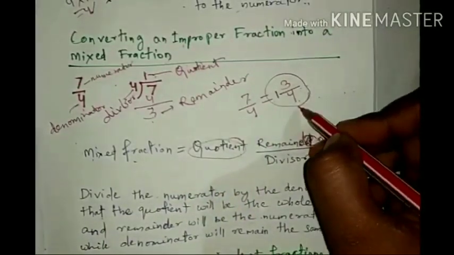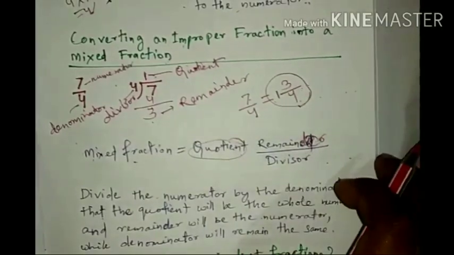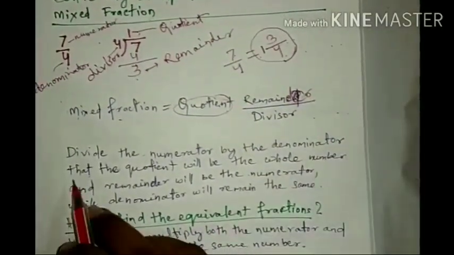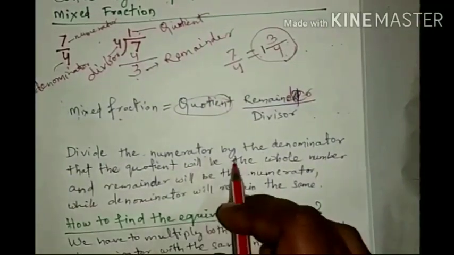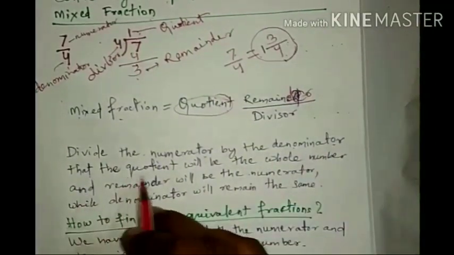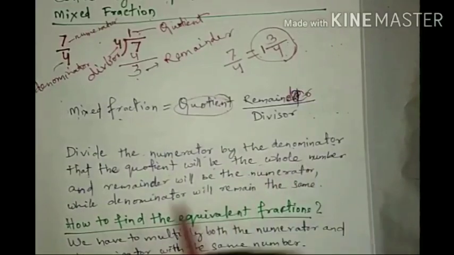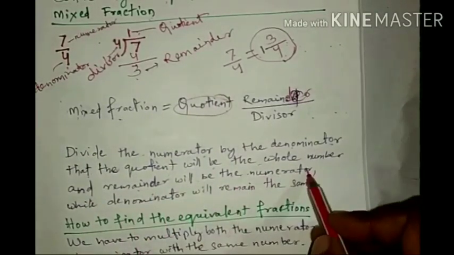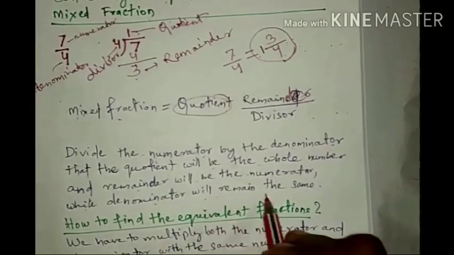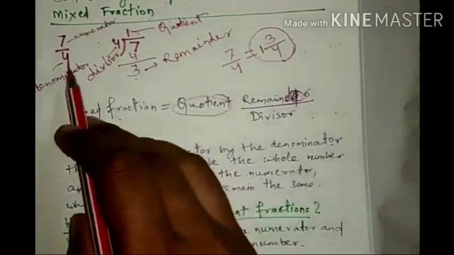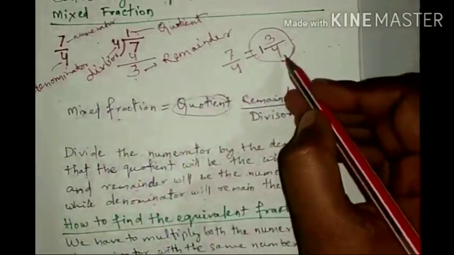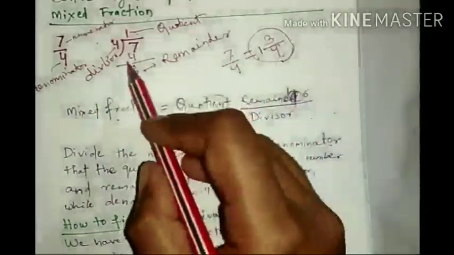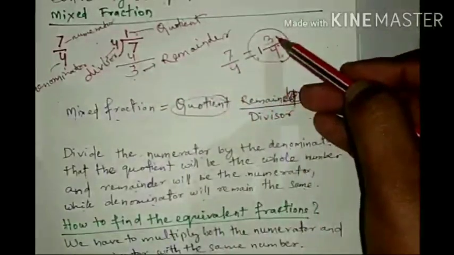This is a mixed fraction. So divide the numerator by the denominator; the quotient will be the whole number, the remainder will be the numerator, while the denominator will remain the same. Here whatever denominator is there will remain the same, the quotient will be the whole number and the remainder will be the numerator.